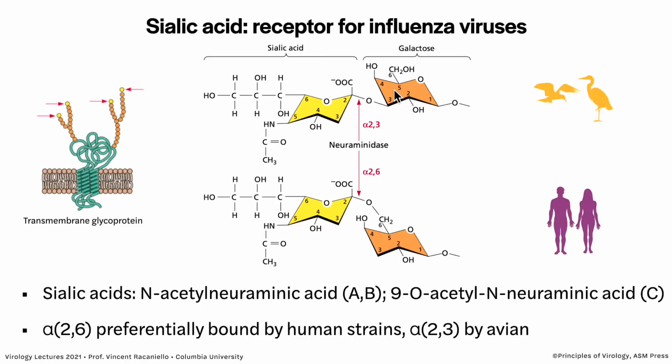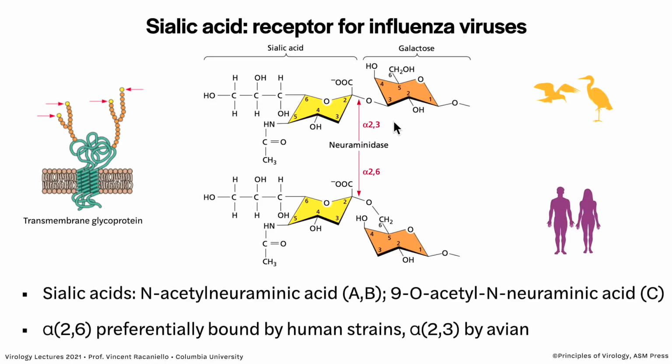Can be multiple kinds of sugars. Here's galactose, but it could be other sugars as well. But the key here is that the sialic acid is linked to galactose with an alpha-2,3 linkage. And all that means is the 2-carbon of this ring is linked to the 3-carbon of the galactose with an oxygen in between. That's called alpha-2,3 linkage.